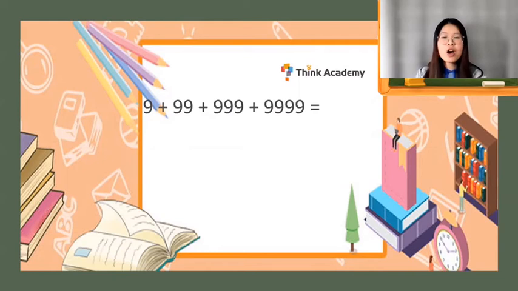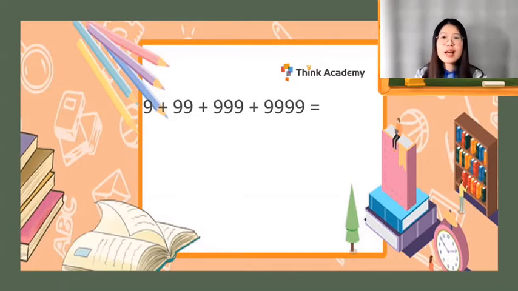Then from 9,999 to 10,000, which number do we need? Yes, 1. But where's 1 from? We cannot just wait for 1 knocking our door. Maybe we can borrow some 1 from other numbers.